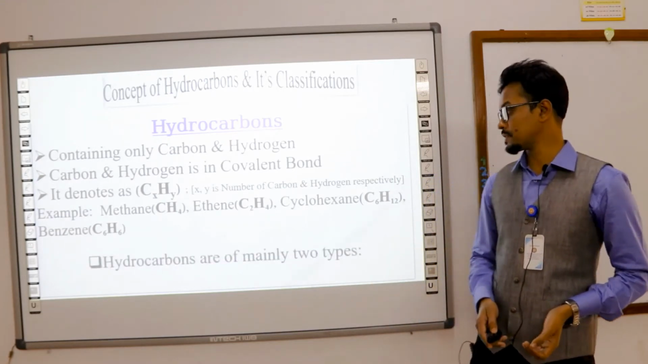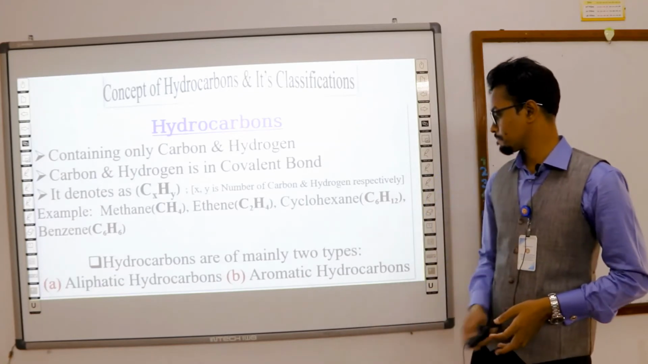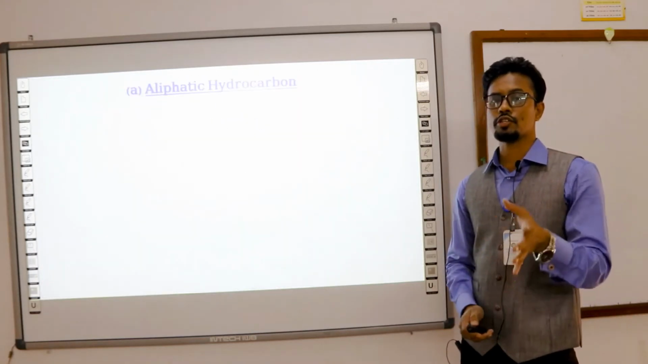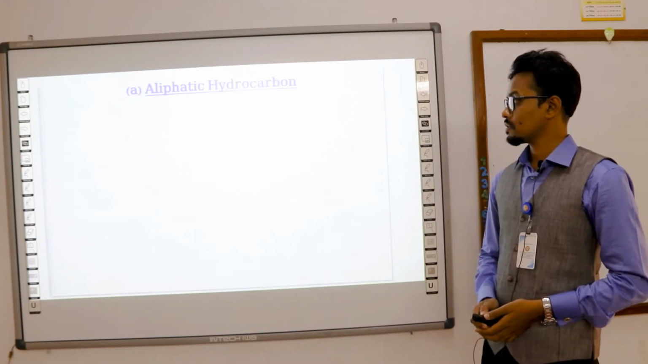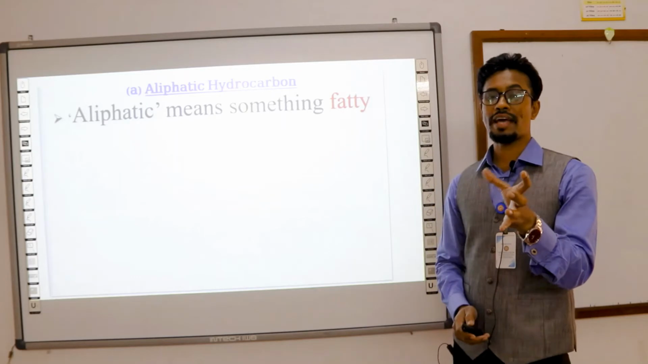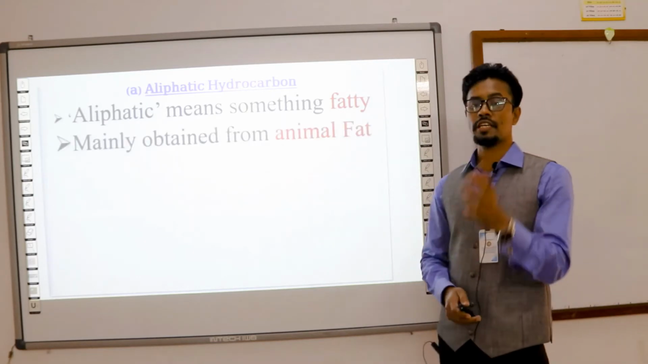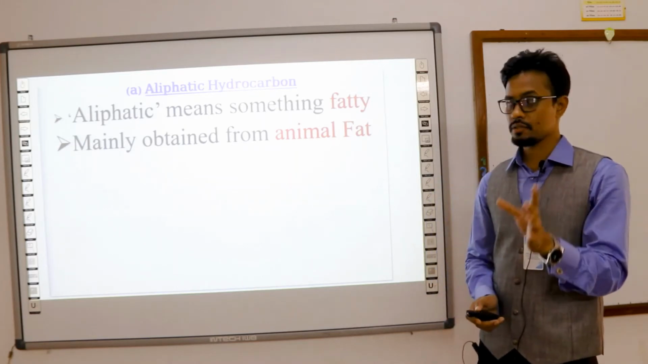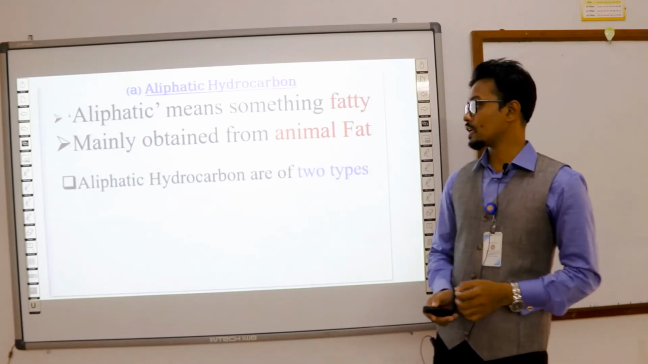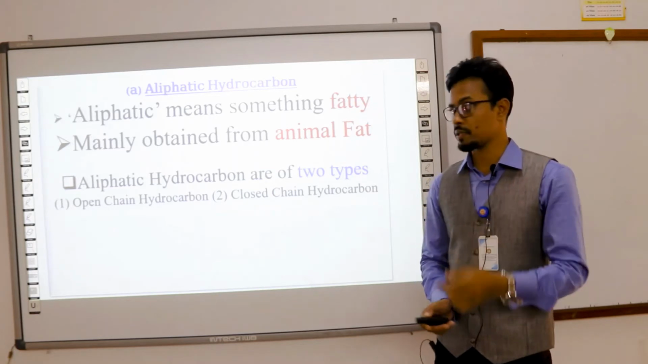Hydrocarbons are mainly two types: aliphatic hydrocarbons and aromatic hydrocarbons. Aliphatic hydrocarbon. The word aliphatic comes from fat. Aliphatic, something like fatty, mainly obtained from animal fat. That is why it is called aliphatic hydrocarbon. Aliphatic hydrocarbons are of two types, open chain hydrocarbon and closed chain hydrocarbon.